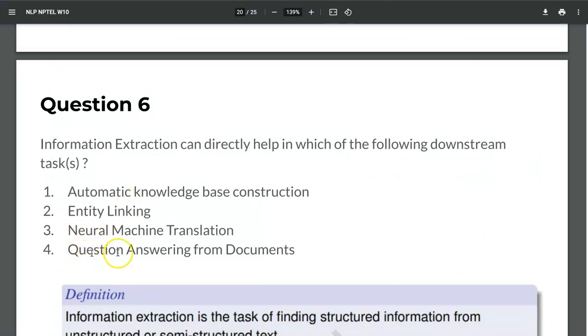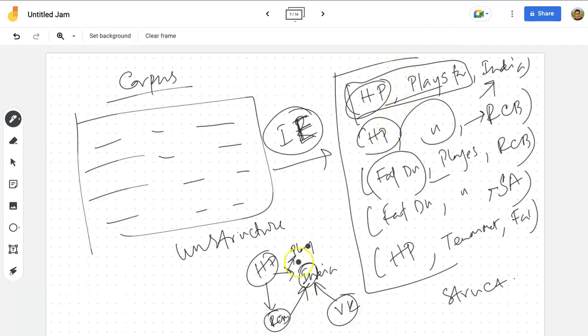But question answering is benefited by such information. How? If someone gives you this kind of structured database, you can easily do question answering, which we already discussed.